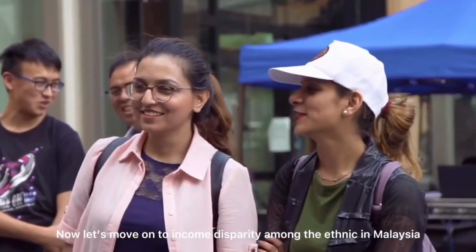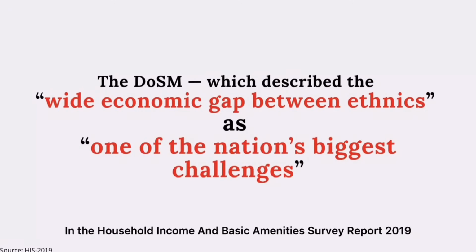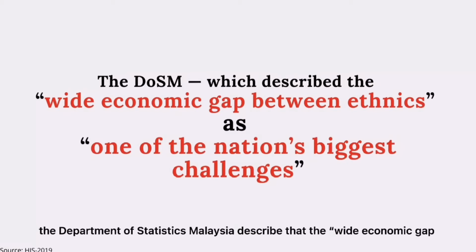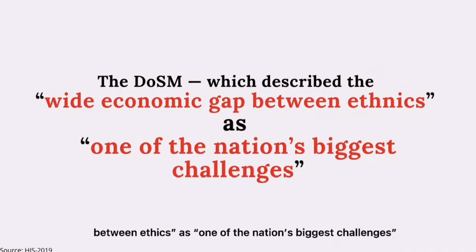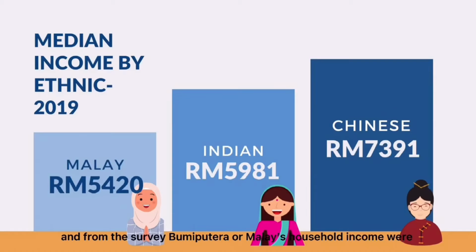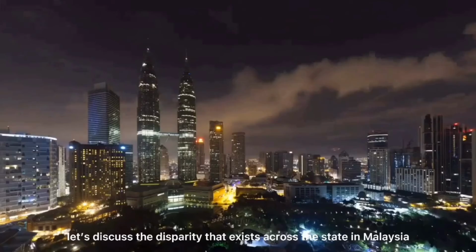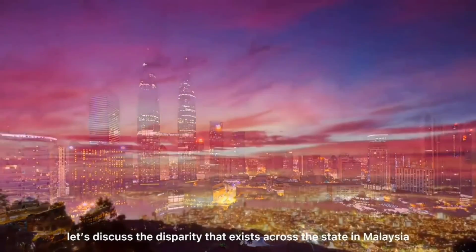Now let's move on to the income disparity among the ethnic groups in Malaysia. In the Household Income and Basic Amenities Survey Report 2019, the Department of Statistics Malaysia described the wide economic gap between the ethnic groups as one of the nation's biggest challenges. From the survey, Bumiputra or Malays' median household income was significantly lower than other ethnic groups, where Chinese recorded the greatest median household income in 2019 at 7,391 ringgit, while Indian and Malay recorded 5,981 ringgit and 5,420 ringgit respectively.